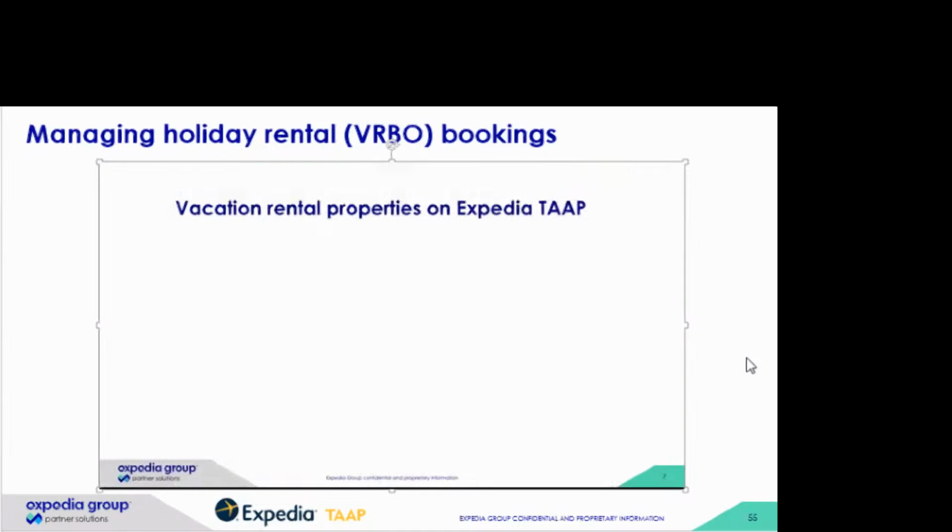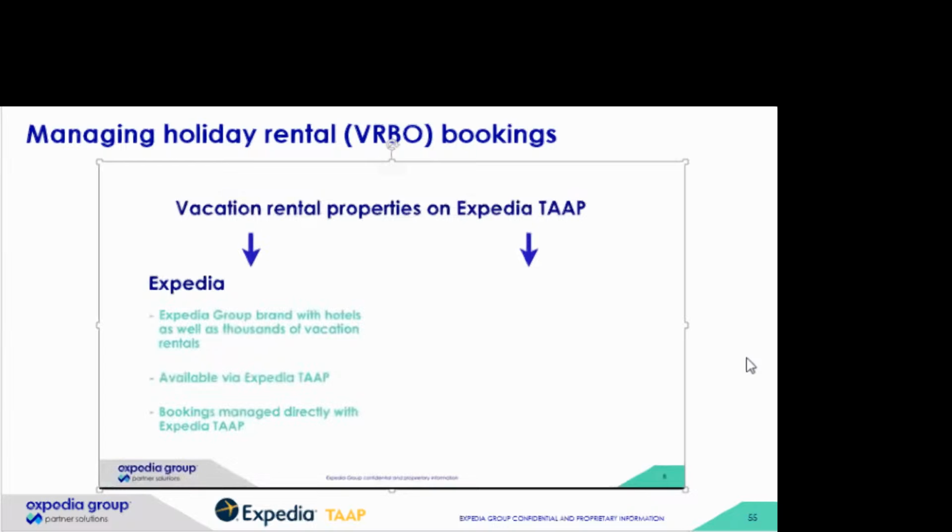Vacation rental properties on Expedia TAAP come from two sources. Expedia is where traditional accommodations such as hotels are sourced on Expedia TAAP, including several thousand vacation rentals. Vrbo is another Expedia Group brand that offers over 2 million vacation rental properties. Some of these Vrbo properties are made available via Expedia TAAP, but due to technical limitations, these bookings currently need to be managed directly with Vrbo.